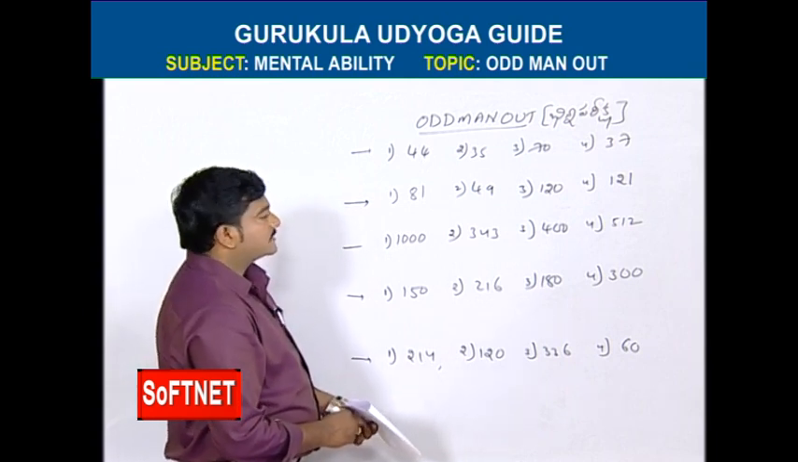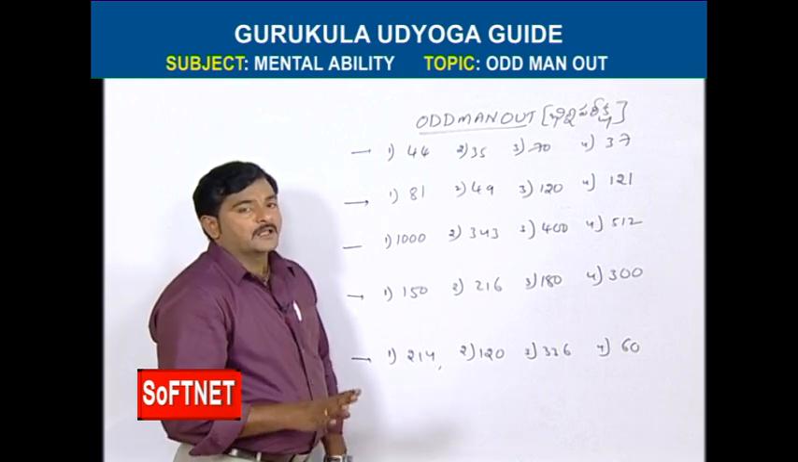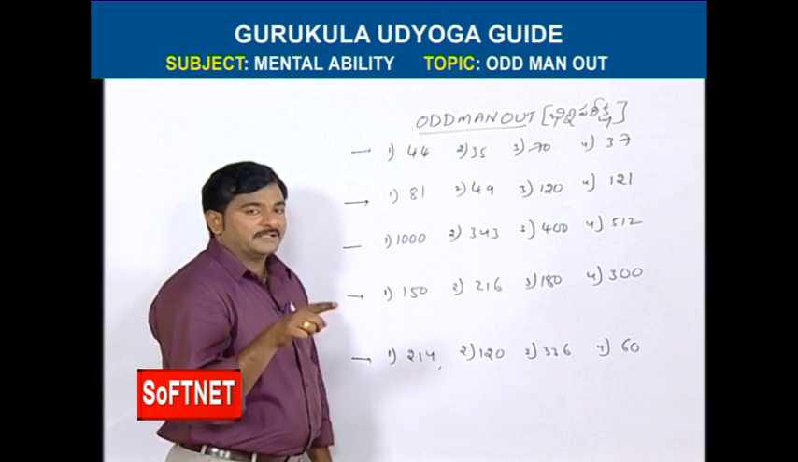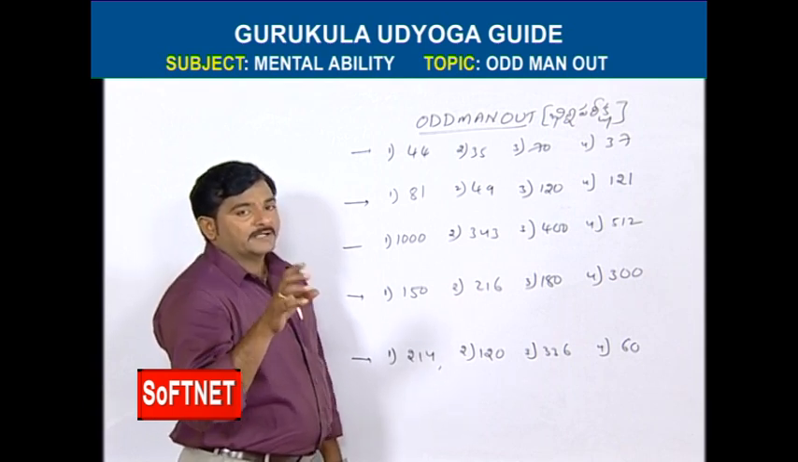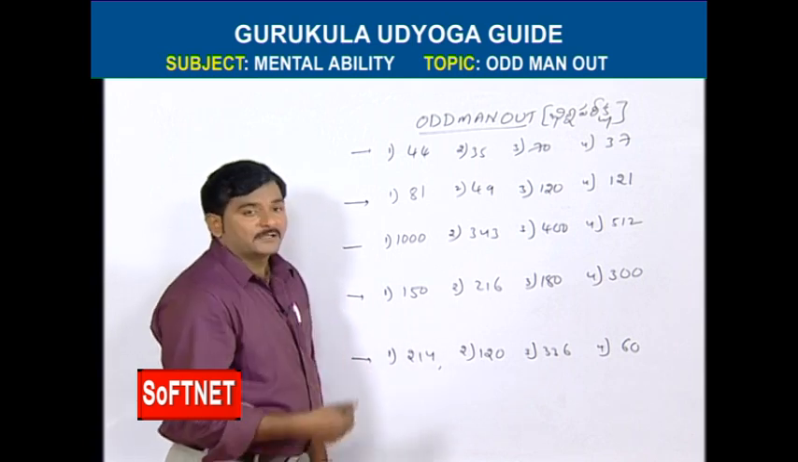See, there are 5 questions. If you observe all these 5 questions, he has given 4 options. Out of 4 options, 3 will be in a certain way and 1 does not belong to that particular pattern. Okay, we need to identify that pattern.